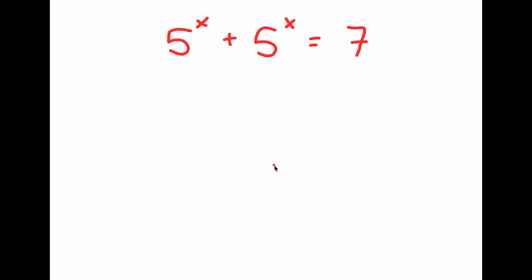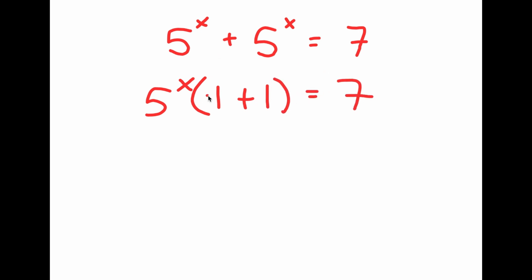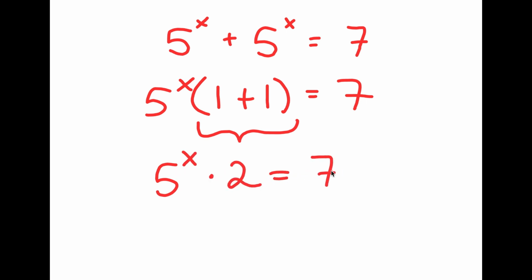Alright, so in this problem, I have 5 to the power of x plus 5 to the power of x is equal to 7. So, for my left-hand side, I'm going to first start by factoring out 5 to the power of x. So I get 5 to the power of x times 1 plus 1 is equal to 7, because 5 to the power of x divided by 5 to the power of x is 1. Now, 1 plus 1 is equal to 2. So I get 5 to the power of x times 2 is equal to 7.